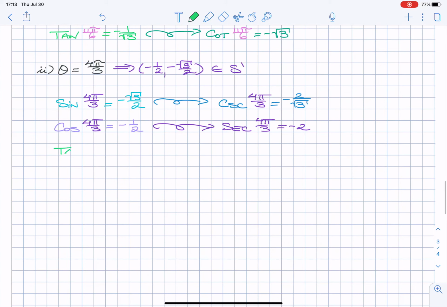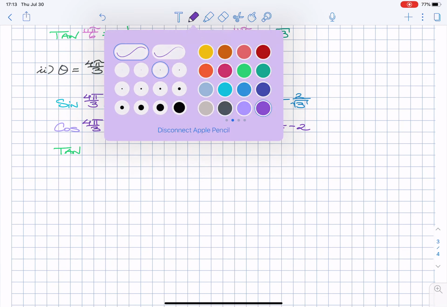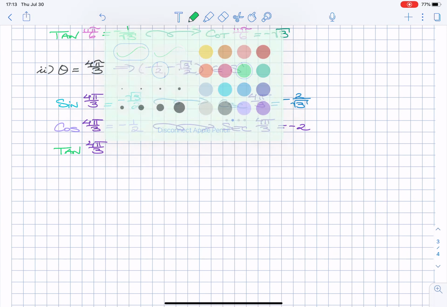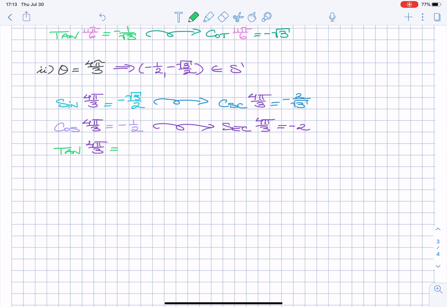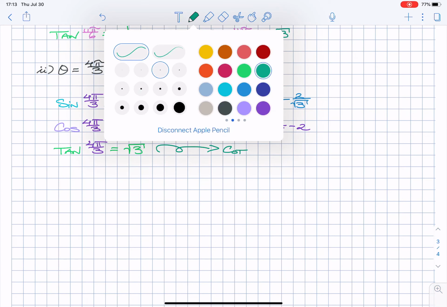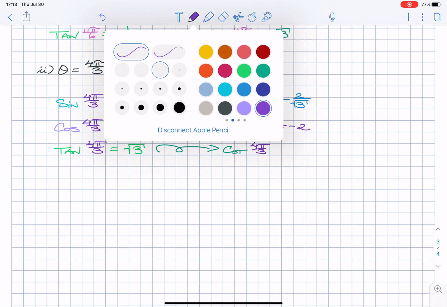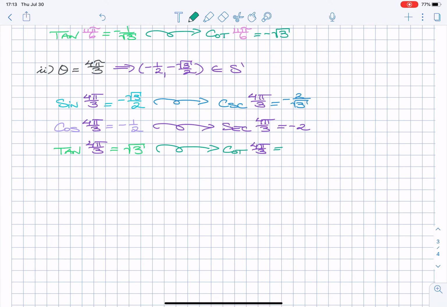Tangent of 4 pi over 3 is just the quotient of the two above. So the 2's reduce, the negatives reduce, and I'm left with root 3, which means that the reciprocal cotangent of 4 pi over 3, well, that's just going to be 1 over root 3. That's interesting.